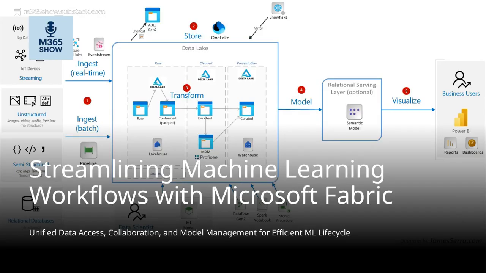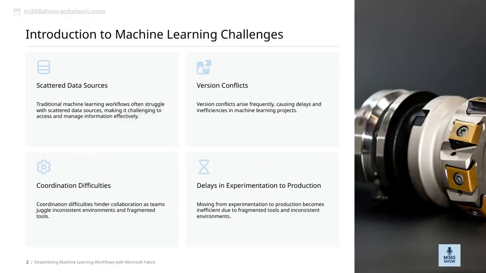So let's get started. Let's take a closer look at some of the key challenges in machine learning workflows today. One major issue is that moving from experimentation to production often becomes inefficient. This is largely because teams are working with fragmented tools and inconsistent environments, which slows down the entire process. Another challenge is coordination. When teams are juggling different tools and setups, it can be difficult to collaborate effectively. These inconsistent environments create barriers that make teamwork more complicated than it needs to be.